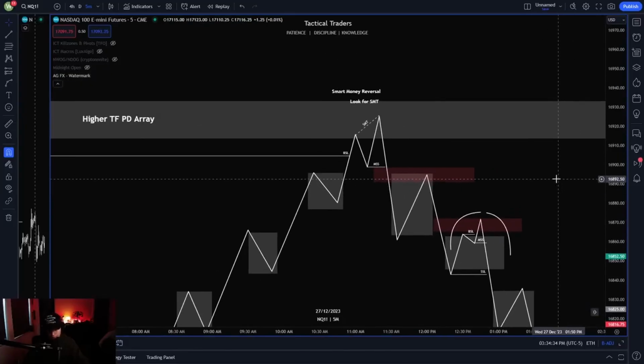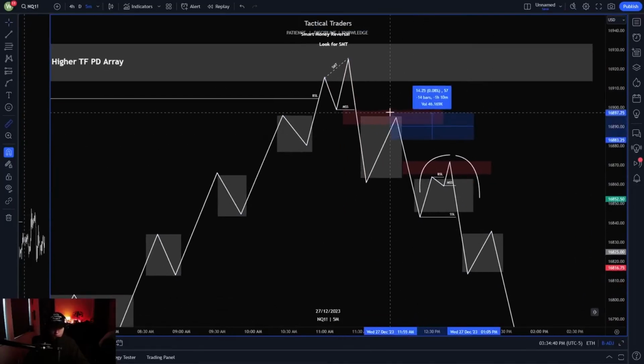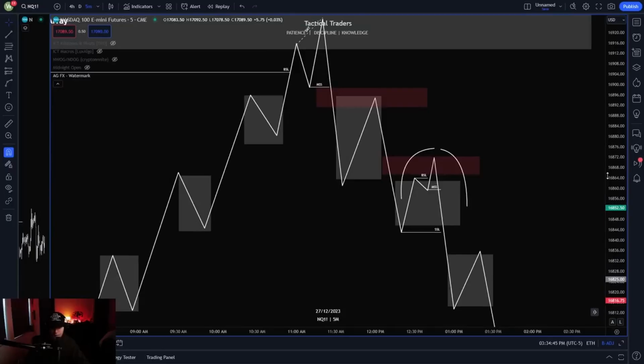We are looking for an SMT. SMT here at the highs, we get displacement back inside the range, pull back to a fair value gap before continuing lower. Notice I have a drawing here. This is how I would trade this model.